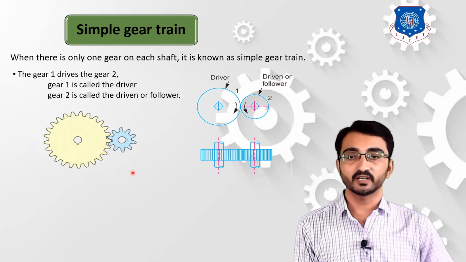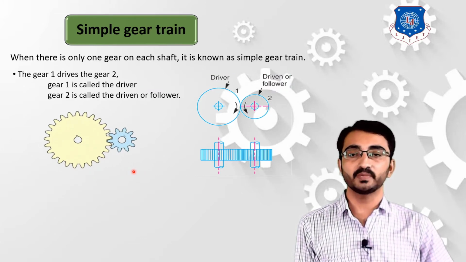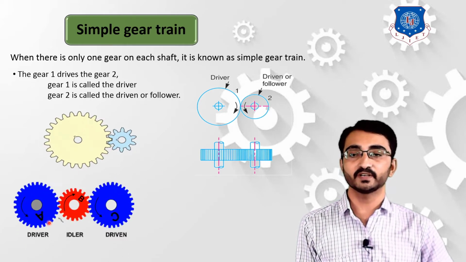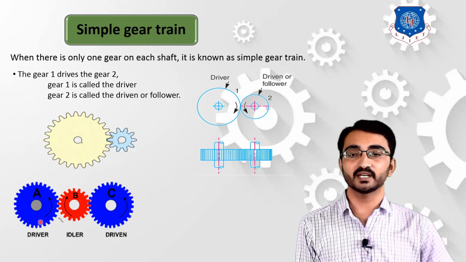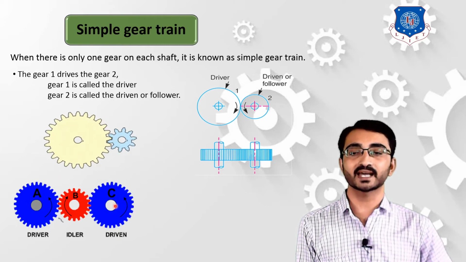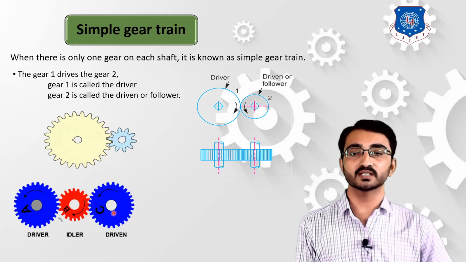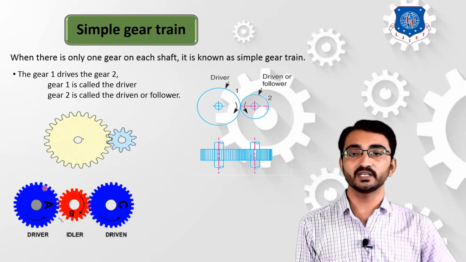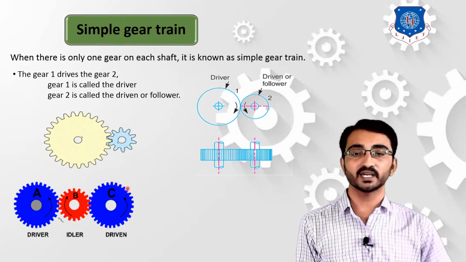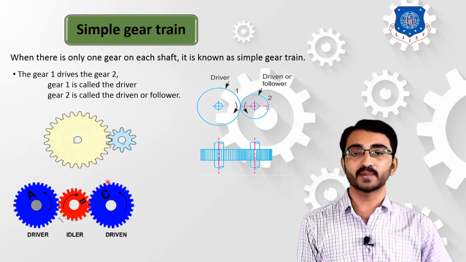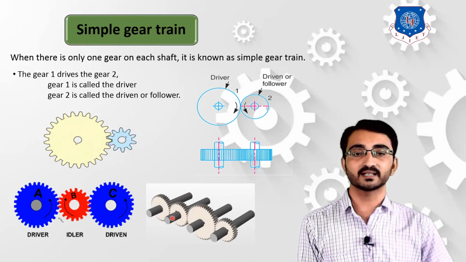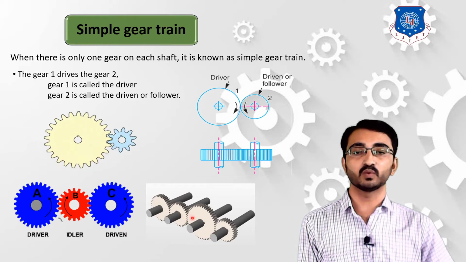Now we can also use a combination of 2 gears and more than that. In this diagram we can observe that more than 2, here 3 gears, are attached. This is also a simple gear train, because on each shaft there is only one gear mounted. We can use a number of gears to transmit power. Either we can use this type of assembly where 4 shafts are considered and on each shaft one gear is mounted.